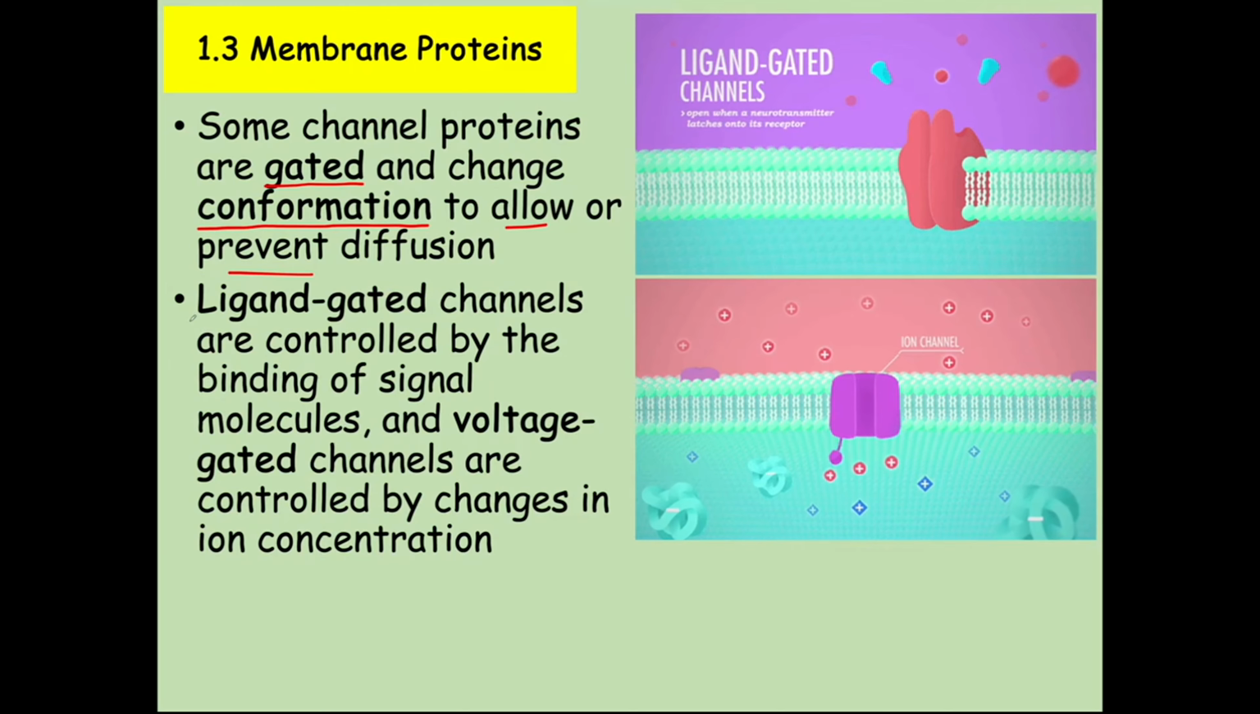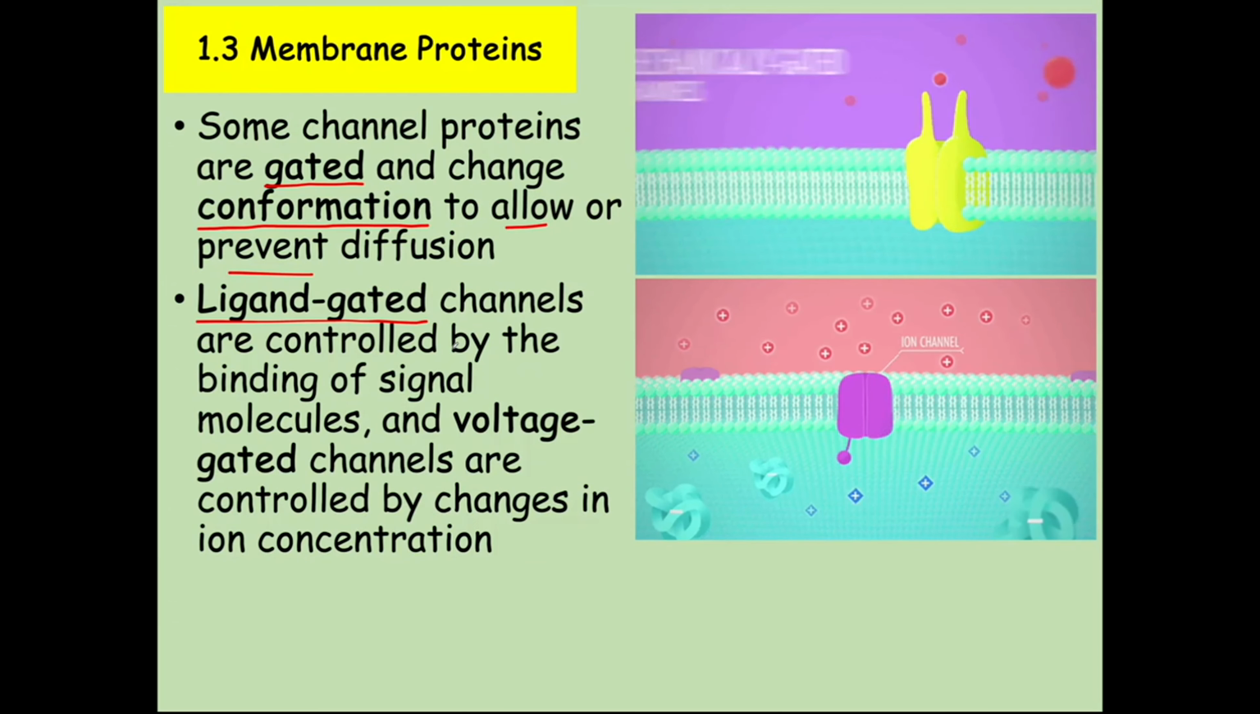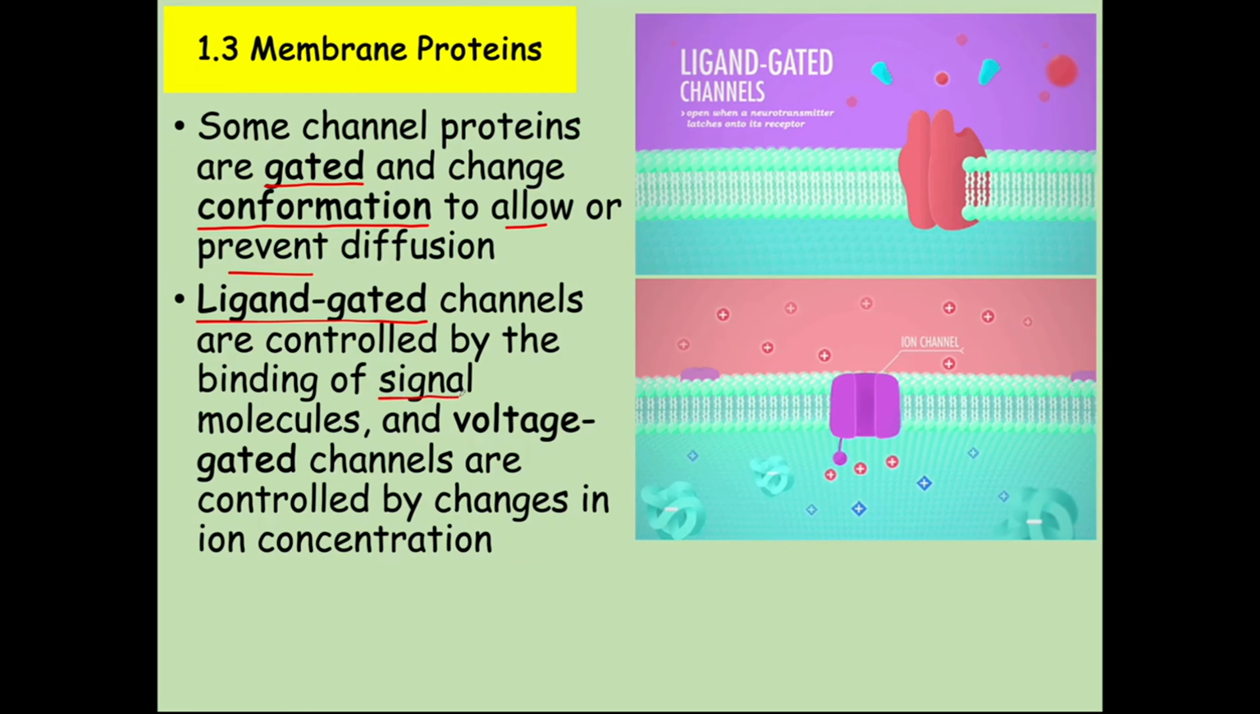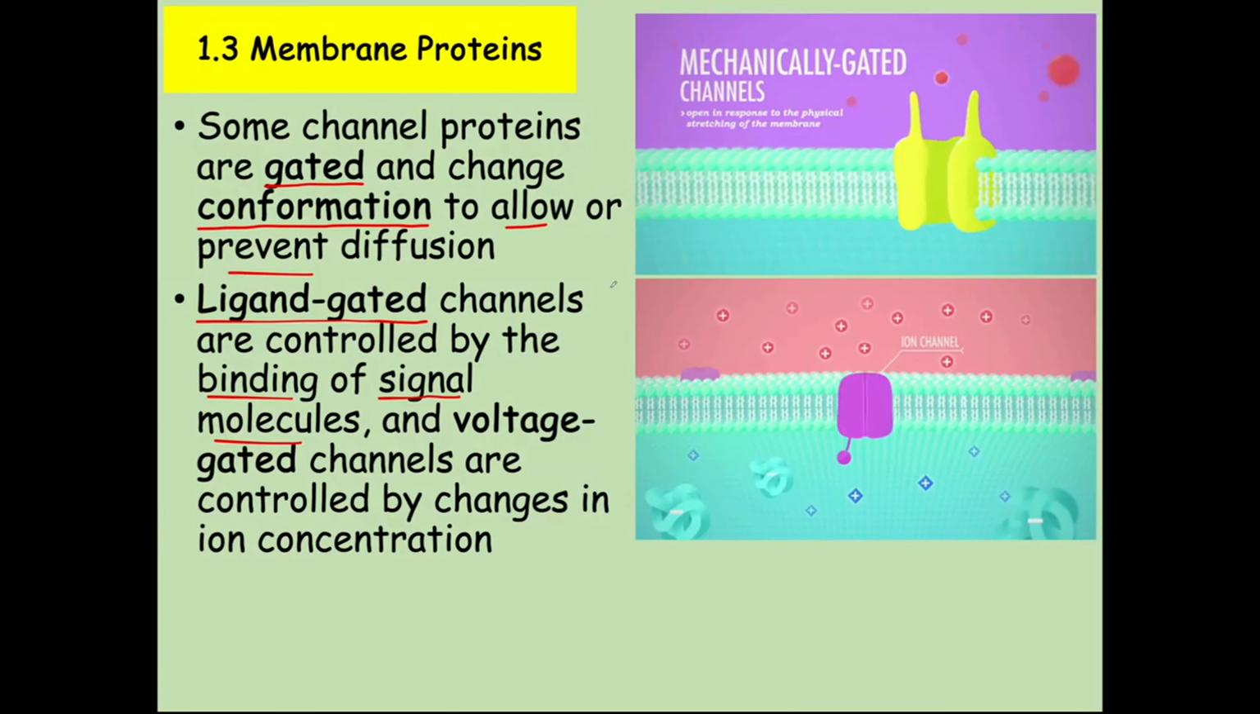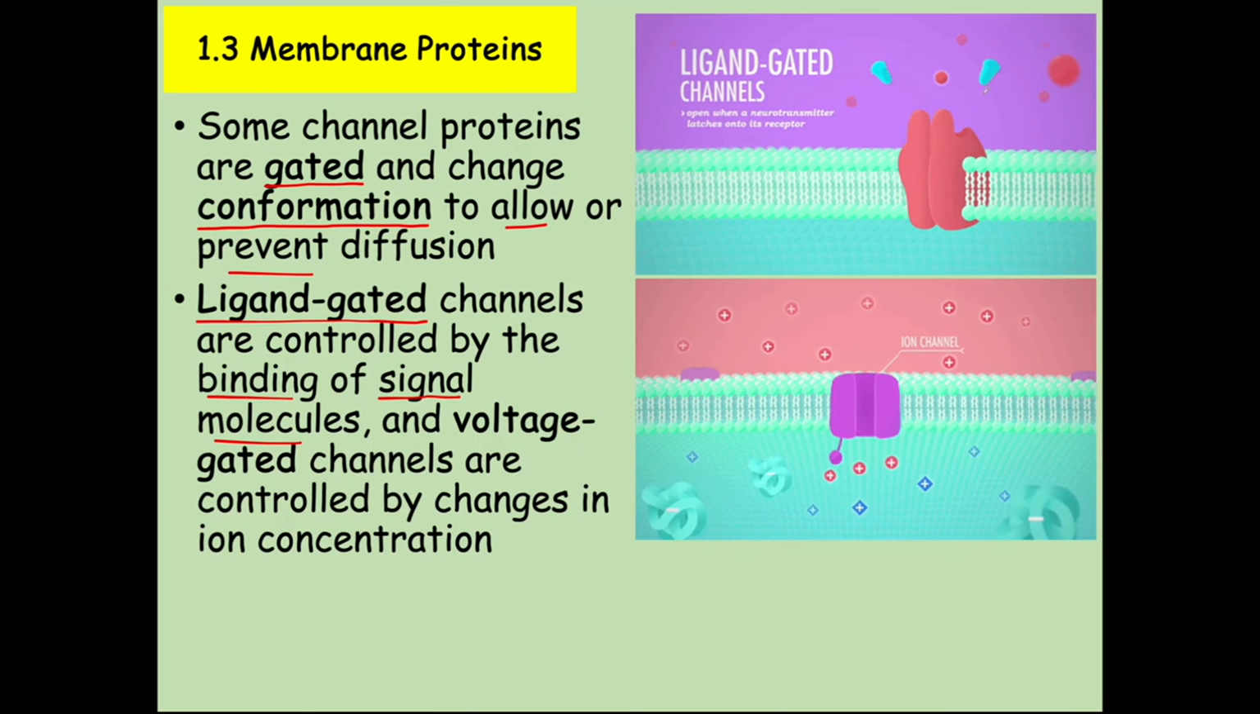Now, there are two types. There are ligand gated channels, and as you can probably guess from the name, they are controlled by the binding of signal molecules, okay, i.e., ligands. All right, so the binding of these signal molecules will either open or close the channel. We can see in this top GIF here, it's the binding of these ligands to the protein that causes a conformation change that opens the channel.